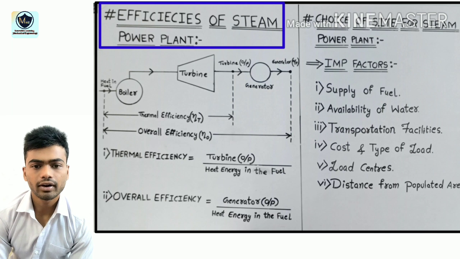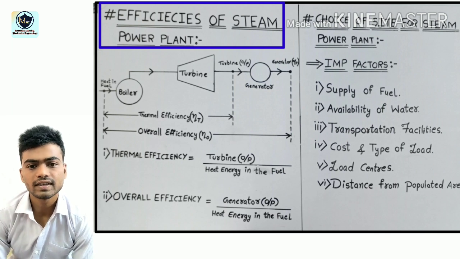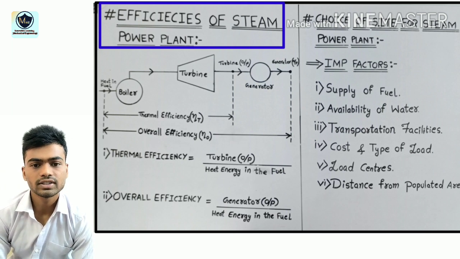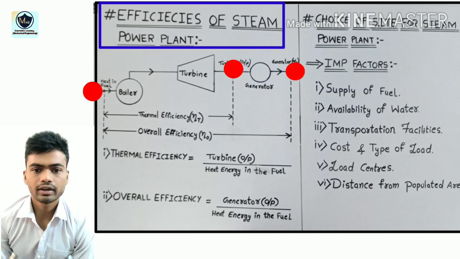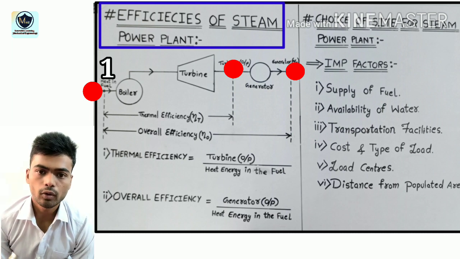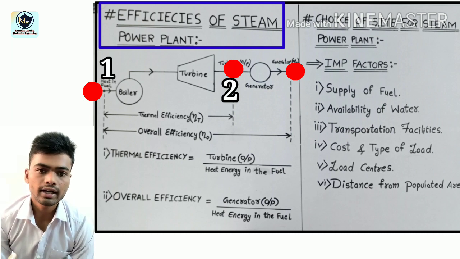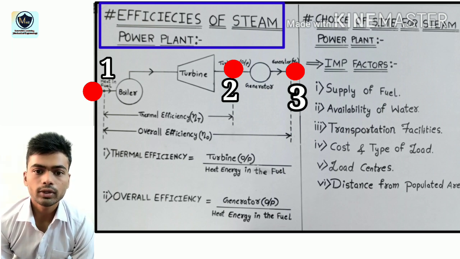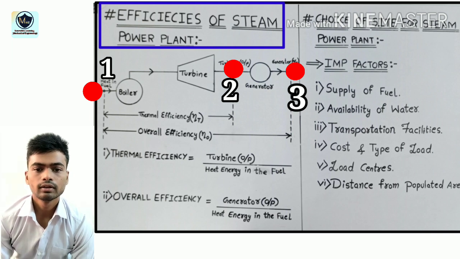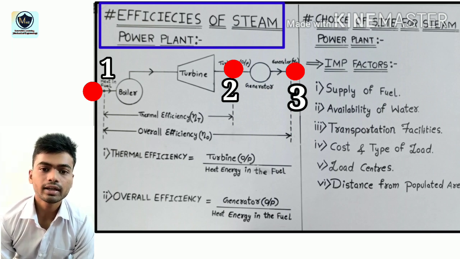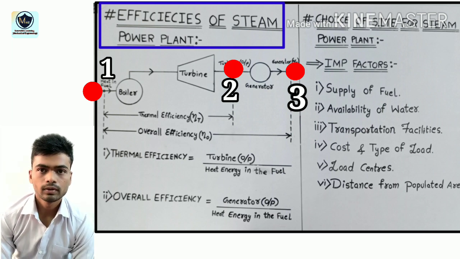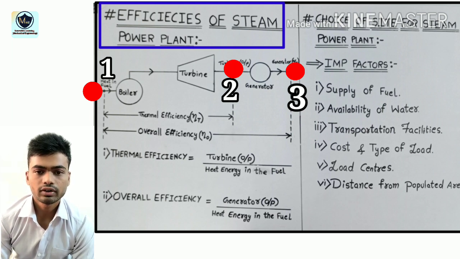If you observe the diagram, this is the one which we have already discussed in our previous video. If you want further information about this diagram, you can check that. Consider 3 points in this diagram. First one at the inlet of the boiler. Second one between the turbine and generator. Third one at the outlet of the generator. First point represents the heat energy in the fuel. Second point represents the mechanical work produced in the turbine, or it is also called turbine output. Third point represents the electrical power generated, or generator output.